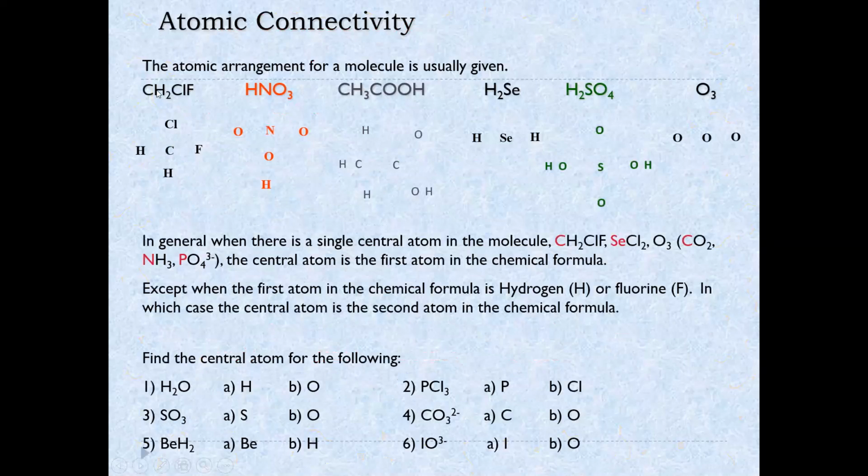We have CH2ClF. Looking at this now, carbon, hydrogen, chlorine, fluorine. Fluorine has only 1 unpaired electron, 1 electron that is not paired in the valence shell. Chlorine has 1 electron that is not paired in the valence shell. Hydrogen, each of them has 1 electron. Carbon has 4. So carbon becomes the central atom here.